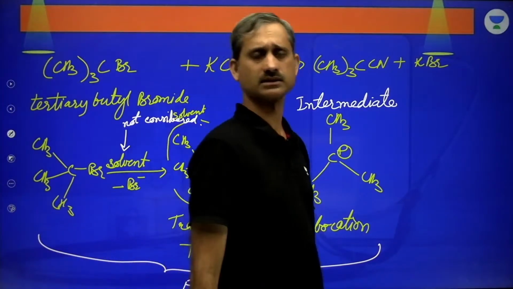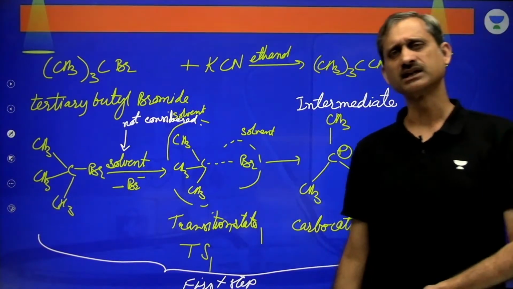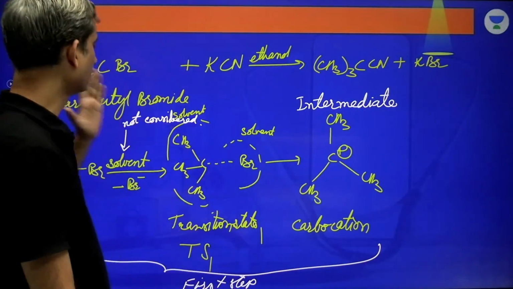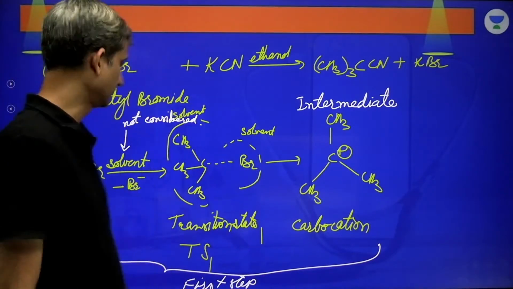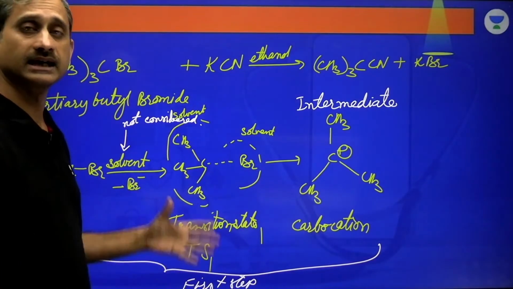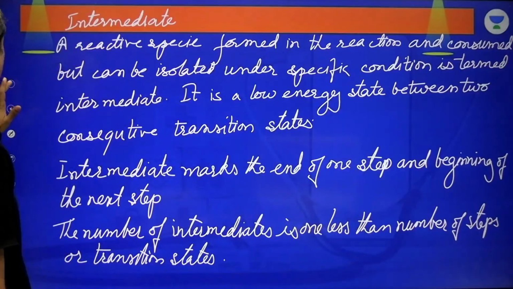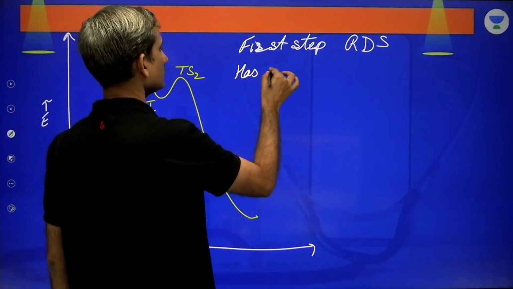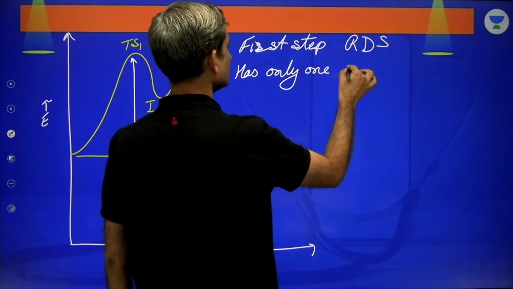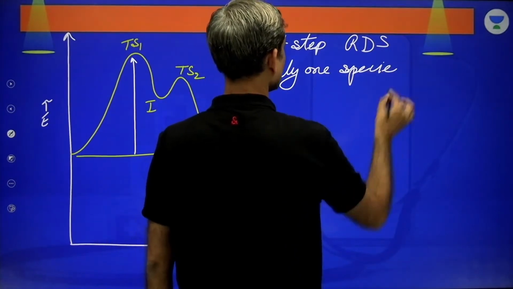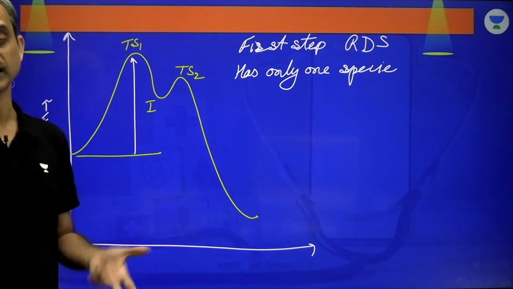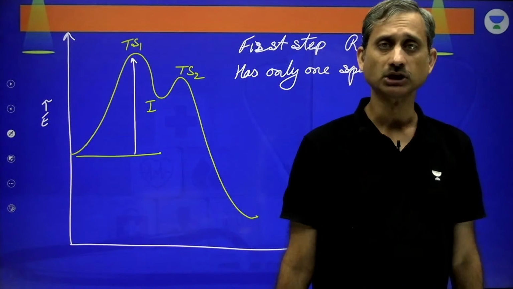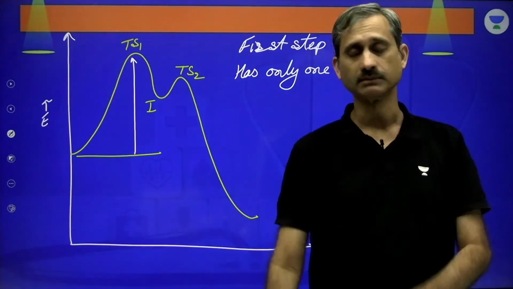Solvent is in a huge excess. The change in its concentration won't make a difference, so solvent is not considered. That simply means that the first step has only one species involved in it, and that's the alkyl halide or haloalkane. So the first step becomes a unimolecular step, while the second step is a bimolecular step. First step is a unimolecular step, second step is a bimolecular step.